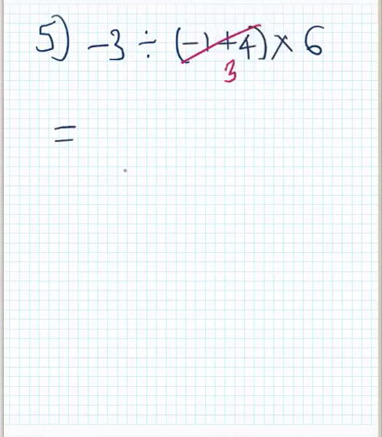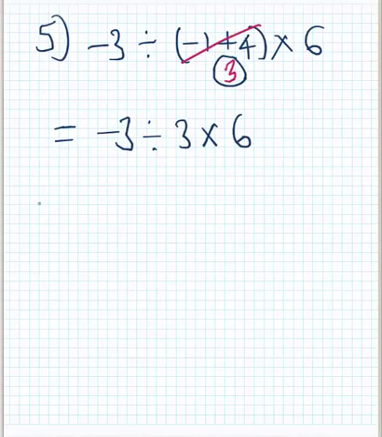That's how you show clear working out. So what's left? We've got a -3 divided by. Our brackets are now gone, and we ended up with a 3. So we put the 3 down times 6. And that's how easy it is.